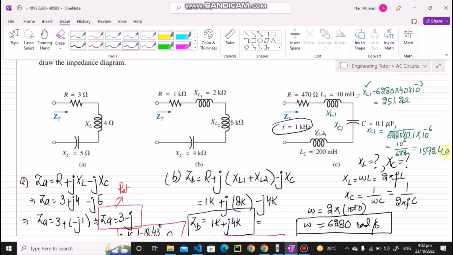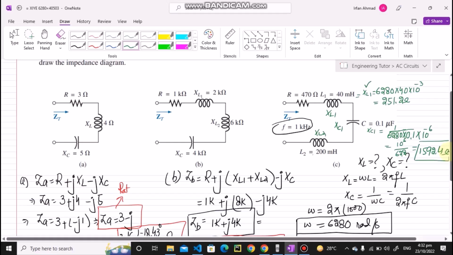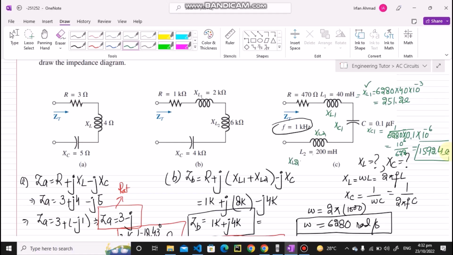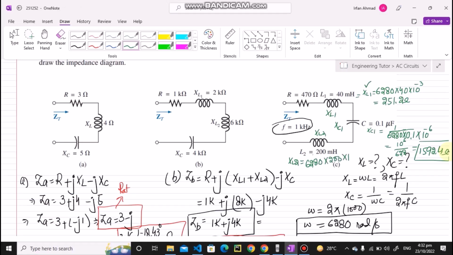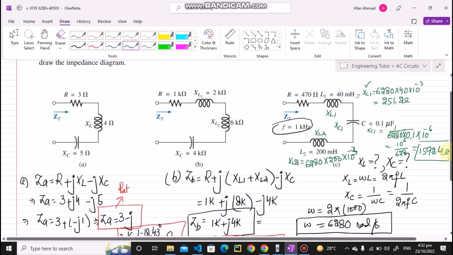1592.4 ohm, and that is basically the value of XC1. Okay, now calculating the value of XL2. So the value of XL2 is again omega L2. So the value of omega is 6280 multiplied by 200 into 10 raised to the power minus 3.